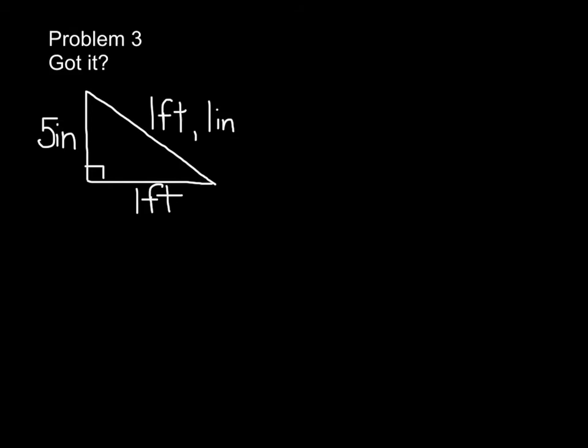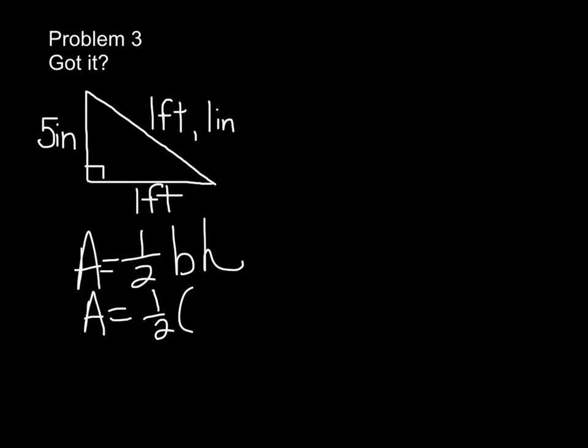In problem 3, under the got it problem, it asks for the area of the triangle. As we know, the area of a triangle is 1/2 base times height. In this problem, the base is obviously 1 foot, and the height is 5 inches, because those two sides form a 90-degree angle. The problem is that these are 2 units of measurement. You cannot find the area or perimeter of something using 2 units of measurement, so you have to convert this either into feet or into inches.